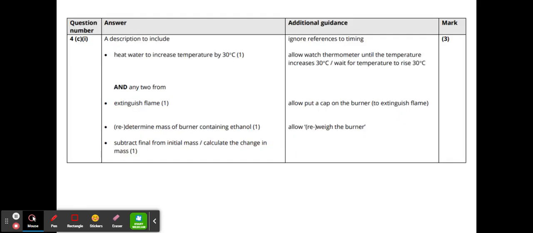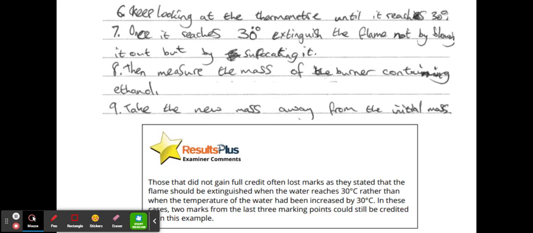The answer should include heat the water to increase the temperature by 30 degrees C. And then any 2 from: extinguish the flame, determine the mass of burner containing ethanol, or reweigh the burner, subtract the final from the initial mass to calculate the change in the mass. Here is a typical student answer.